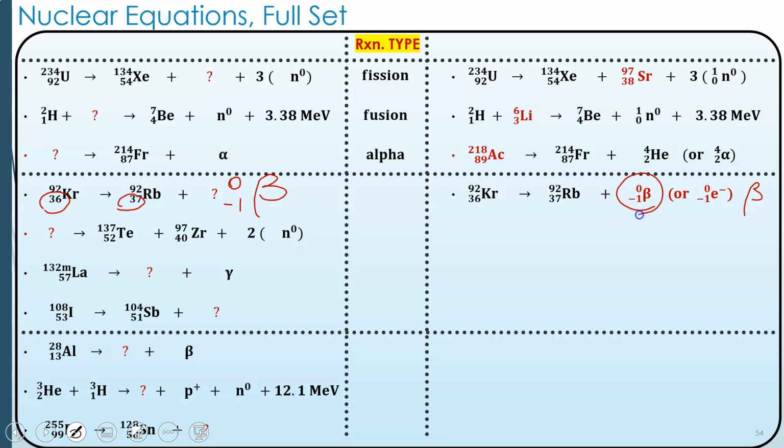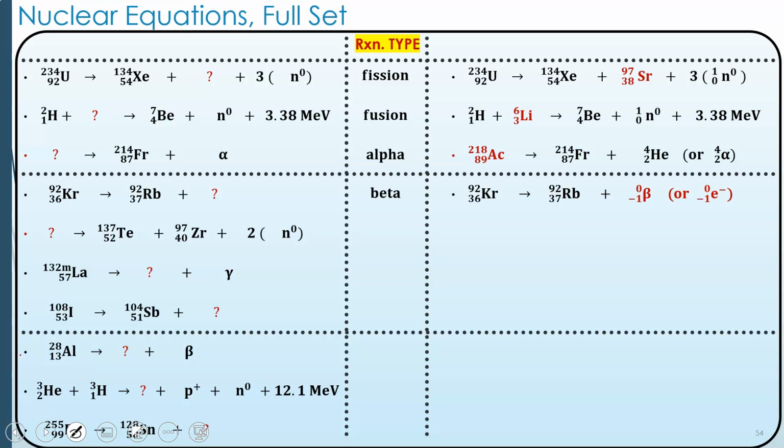You can write it beta 0, -1, or you can write it where you identify that the beta particle is in fact identical to an electron. It's just not the same origin. It's not the electron that's from the electron cloud. This is an electron that was formed because a neutron broke apart into a proton which stayed behind, and the electron, which is the beta particle, which is released from the nucleus.